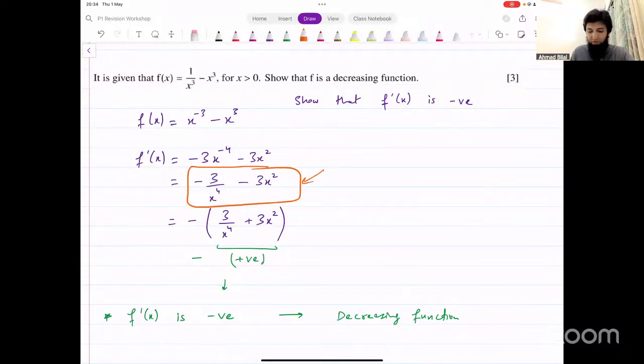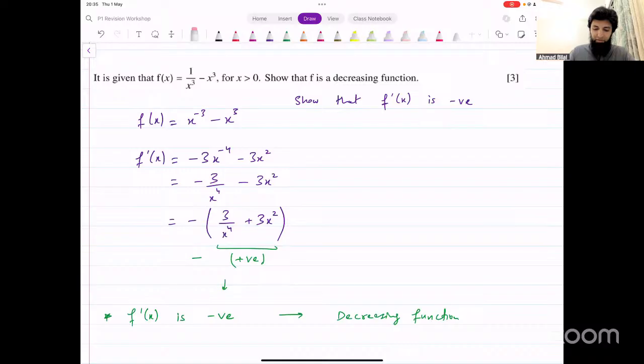And now you need to think about how this derivative is always negative. One way to do this is to take the minus common outside. Inside the expression, you're left with 3 over x raised to power 4 plus 3x squared. This expression is always positive because 3 is a positive number. In the denominator, x power 4 is positive because even powers can never be negative.